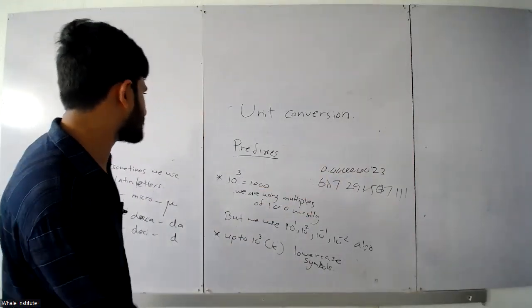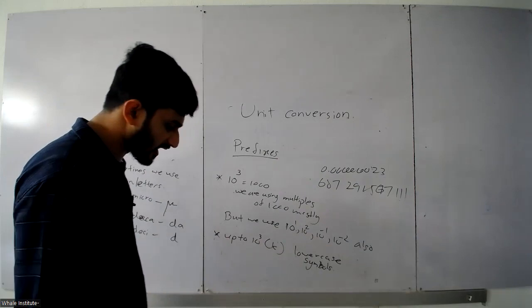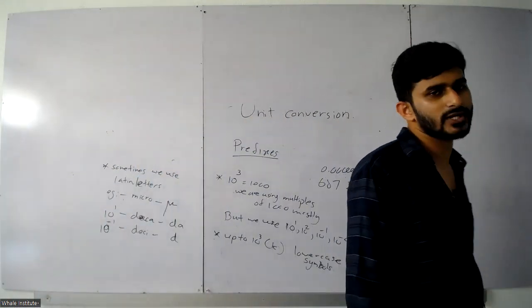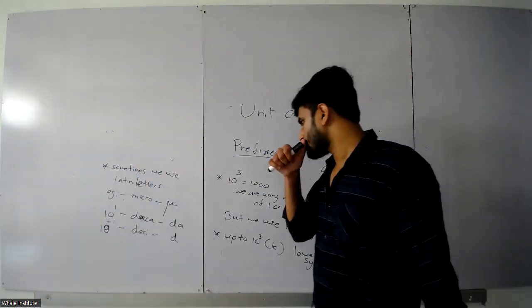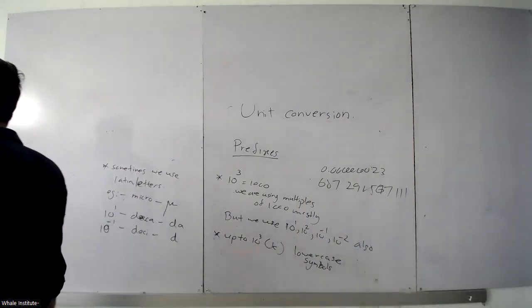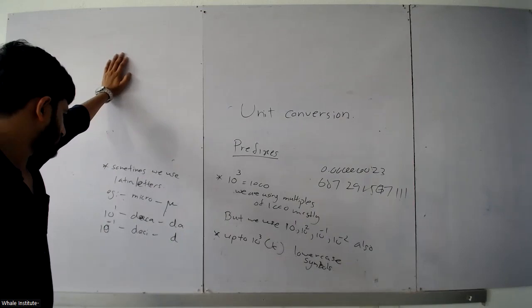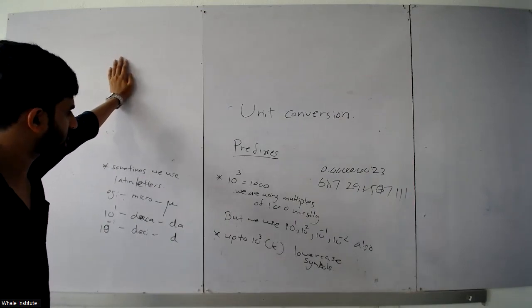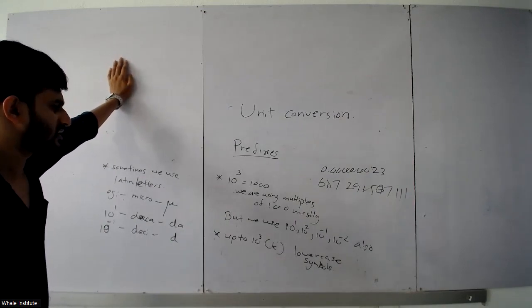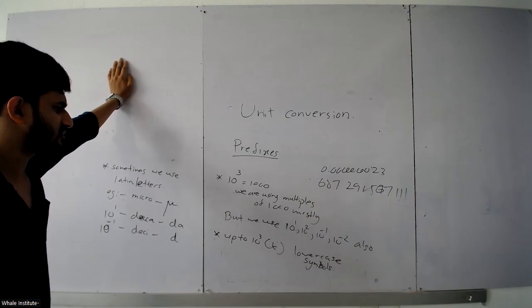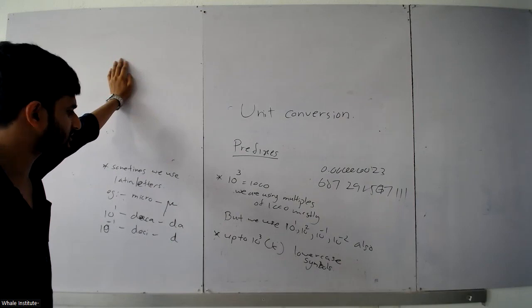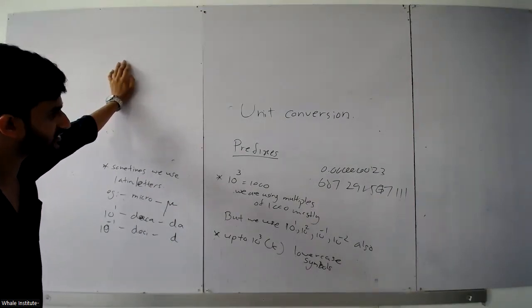So we are basically using prefixes to fix this problem. In your note, write that when using very small values and huge values, it's hard to write and read.